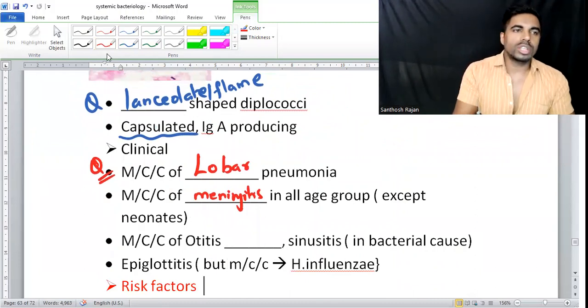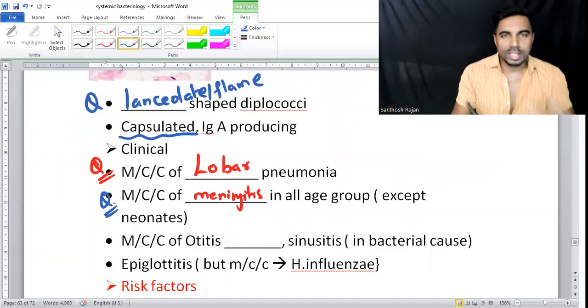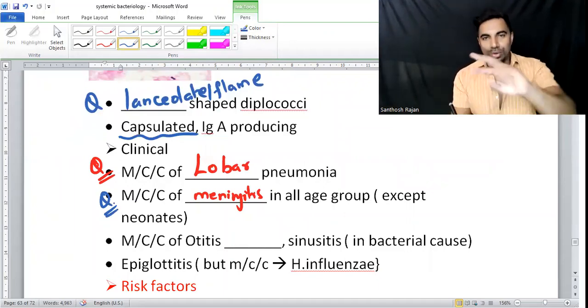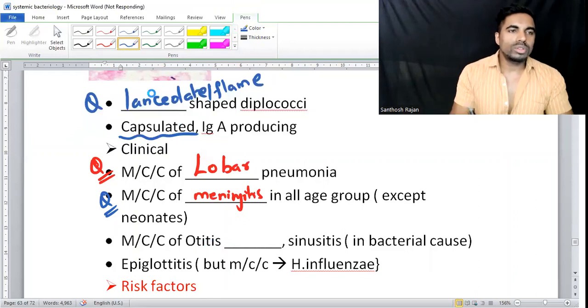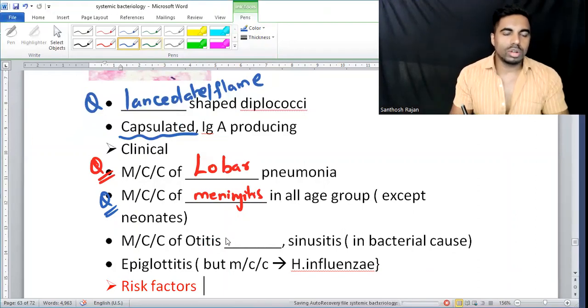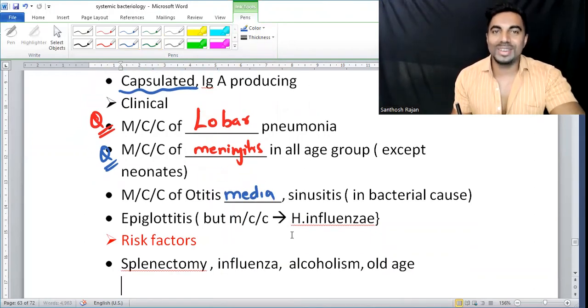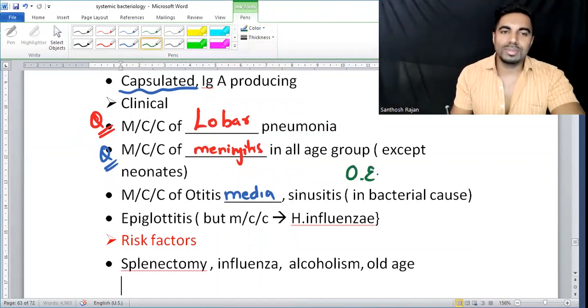Aapko neonates ka pata hai? Which one? By this time, you must be knowing. It's usually either E. coli or group B. We are going to talk Agalactiae. Group B Streptococcus agalactiae or E. coli is the most common one, followed by your Listeria. Now, it's also the most common cause of otitis media, not otitis externa. Otitis externa is caused by your ecthyma gangrenosum. Remember, that is your Pseudomonas.